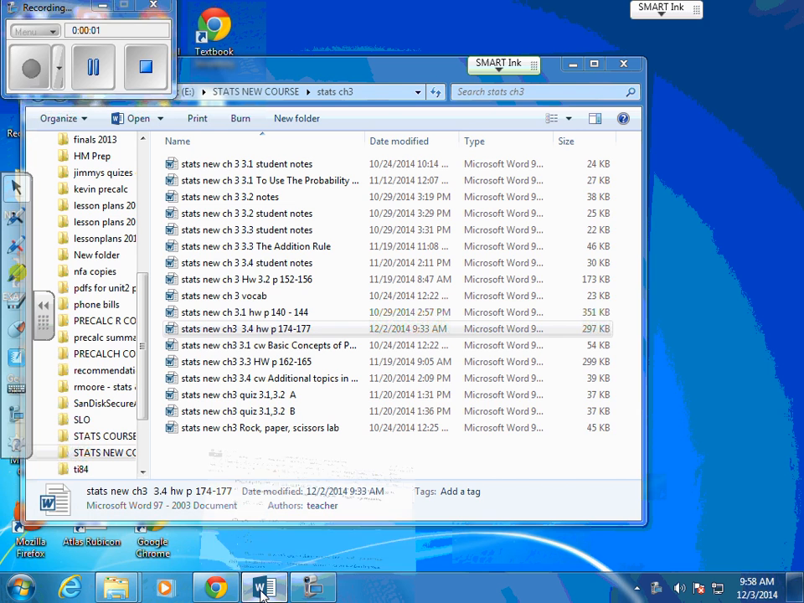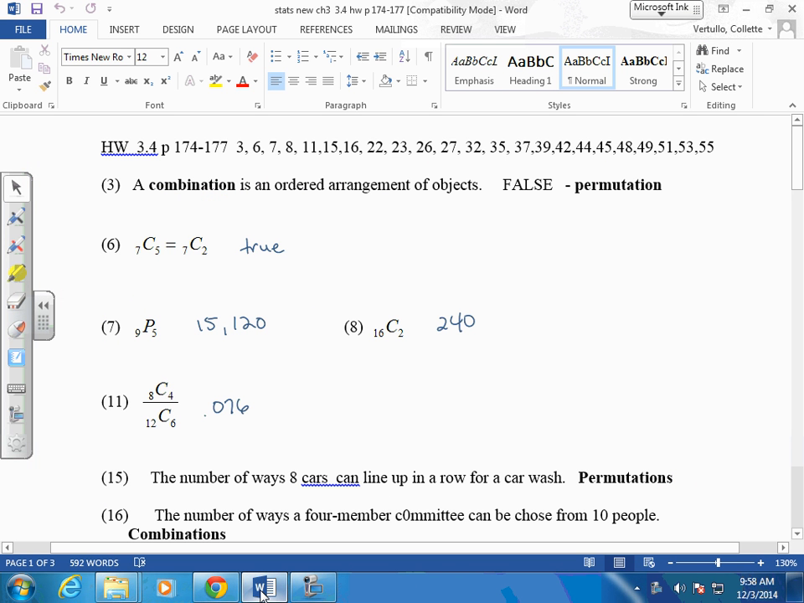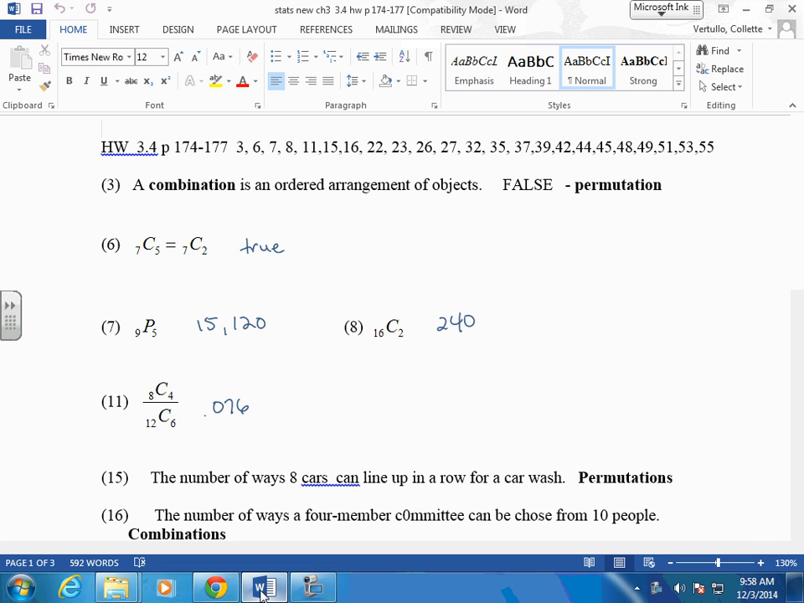So let's go through this if we can. We're hitting the combination ones today. So let's start with number 3. A combination is an ordered arrangement. False. The combination order does not matter. A permutation, order matters. Okay, stop me if you have any questions.